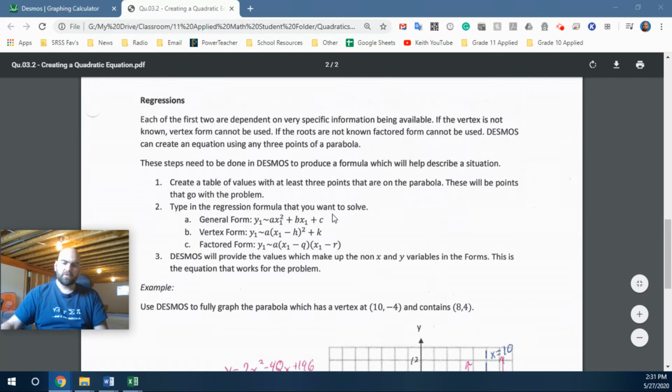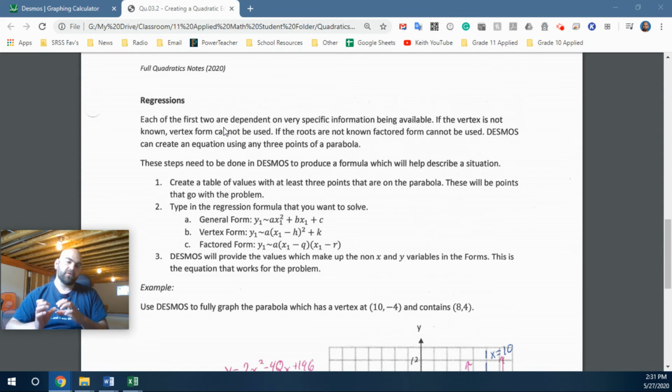And so I brought up the notes here, and I've actually completed these notes and put them on, and we'll come back to it a little bit. But each of those first two that we looked at, vertex form and factored form, they work really well if there's specific information available. If we don't have the vertex, we can't use vertex form. Then we have to use something else. If we don't have the roots, we can't use factored form. We have to use then something else. So they're very specific in how we solve that.